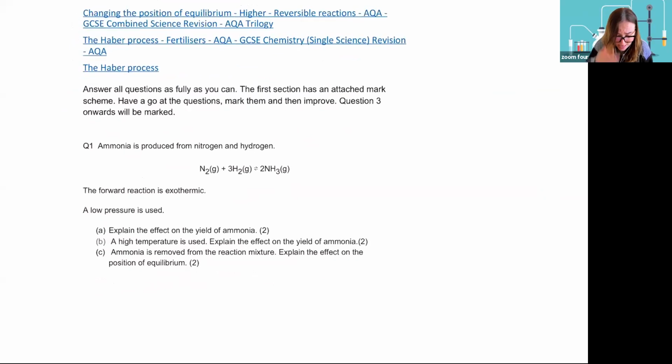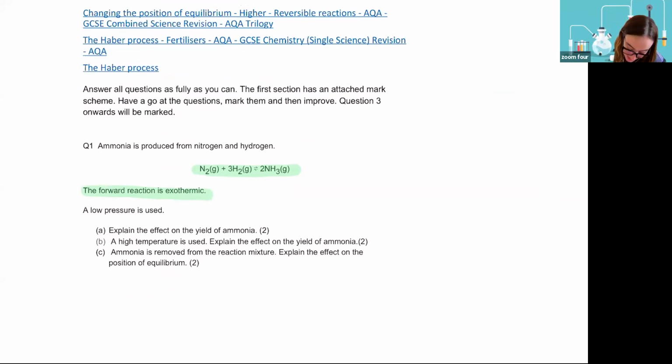Here you've got an equation given below. So ammonia is produced from nitrogen and hydrogen, and here is the equation. Now, when you do a question like this, you want to try and think about what information you're given in the question before you even have a go. Now, you also are told that the forward reaction is exothermic. So here's what I can do before I even get started on the rest of the question.